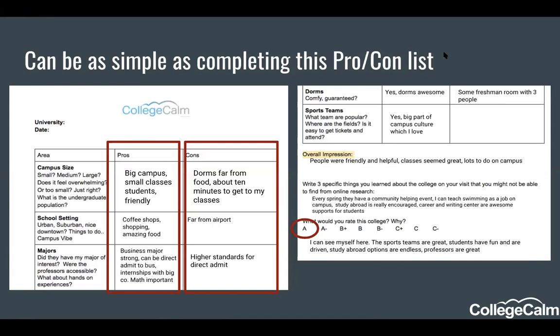Three specific things I learned about my college on my visit that I might not have been able to know otherwise: every spring they have community helping events, I could teach swimming as a job on campus, and study abroad is really encouraged. So from that visit, I rated my college as an A. And I said it was an A because I could see myself there. The sports teams are great. Students have fun and are driven. Study abroad options are endless, and the professors were great, right?